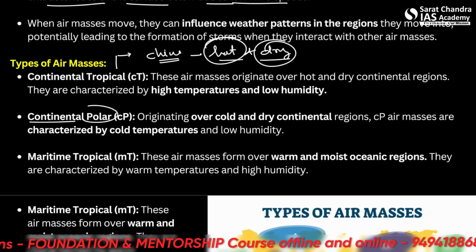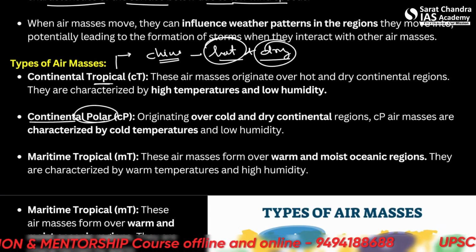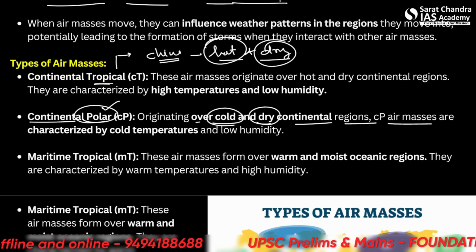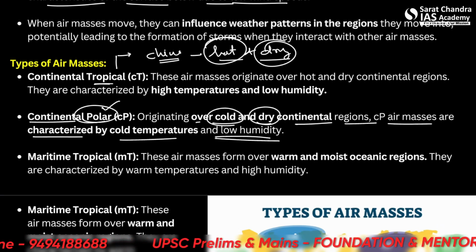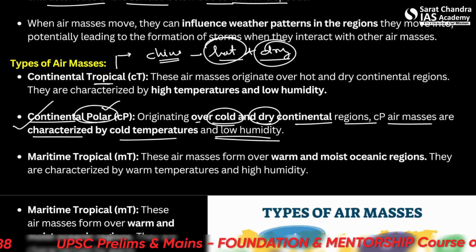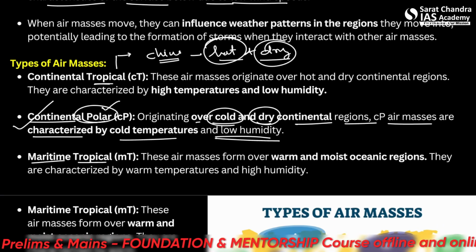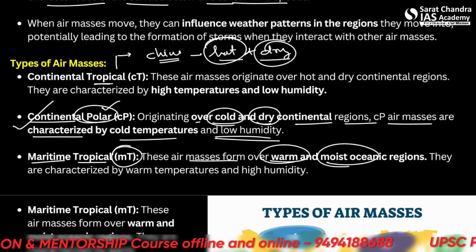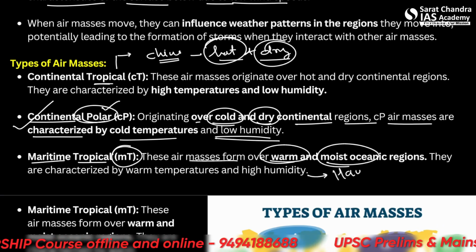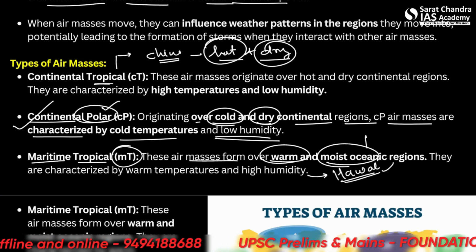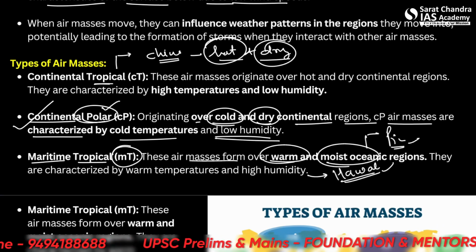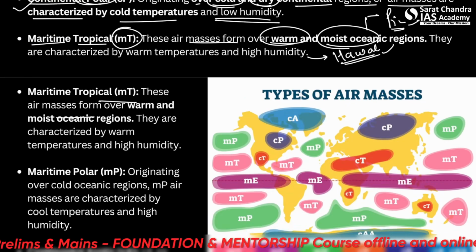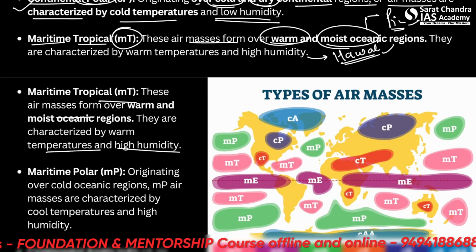Let's talk about the continental polar. It's not in the tropical zone, it's in the polar zone. Originating over cold and dry continental regions, CP air masses are characterized by cold temperature and low humidity. So this can be, let's say, Russia. Now, the one we were talking about is maritime tropical, that is MT. These air masses form over warm and moist oceanic regions, such as Hawaii, from where the Pineapple Express storm is coming into California. These are MT, so we have already seen this: high warm temperature and high humidity.